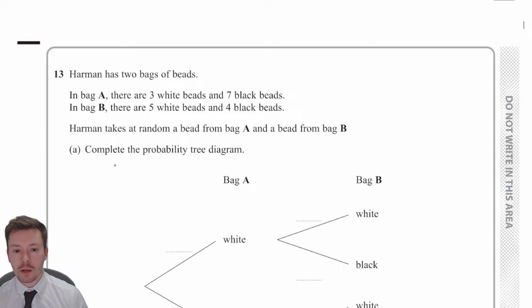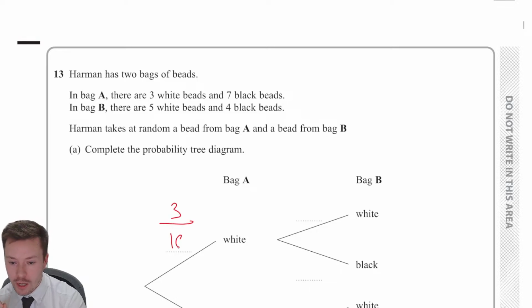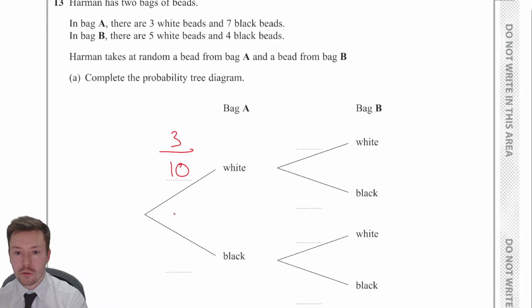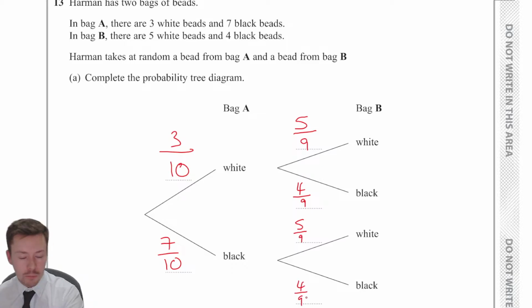I really appreciate it. With this question, we need to just do the fractions. So for bag A, we have got 3 white beads out of a total of 10 beads. Now, for the black beads, there are 7 of them out of 10. For bag B, there are 5 white beads out of 9, which means there are 4 black beads out of 9. And then the same for these branches down here. 5 out of 9, 4 out of 9. There is no replacement going on. There's going to be no changing of these fractions depending on what's happened in bag A.